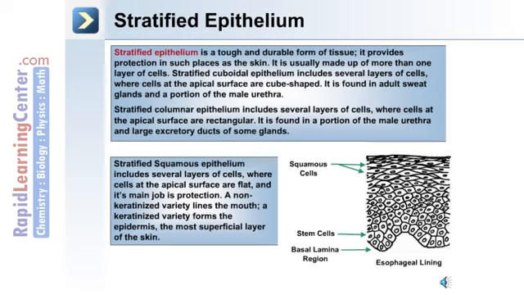Stratified squamous epithelium includes several layers of cells. Non-keratinized variety lines the mouth. A keratinized variety of this tissue forms the epidermis, the most superficial layer of the skin.